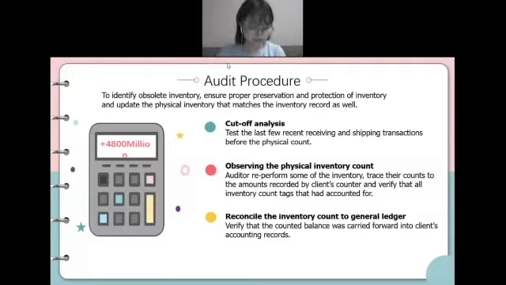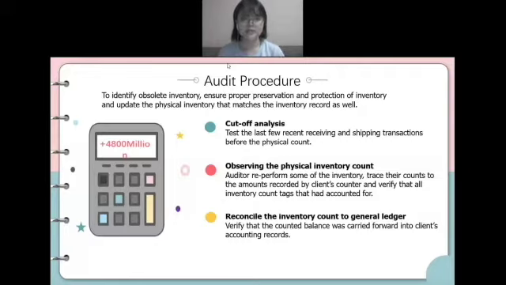We also need to make sure the movement of inventory is correct. For example, the movement into inventory is classified as receiving, and the movement out of inventory is classified as shipping.